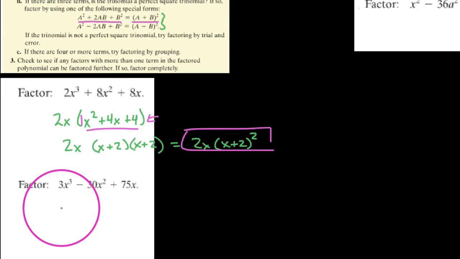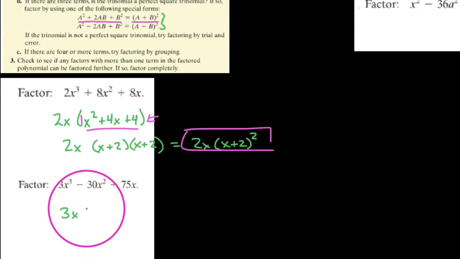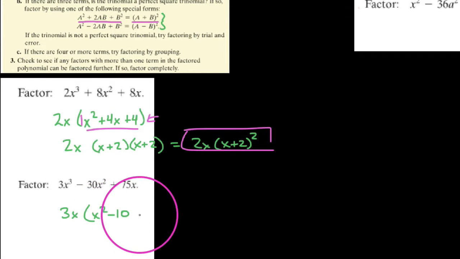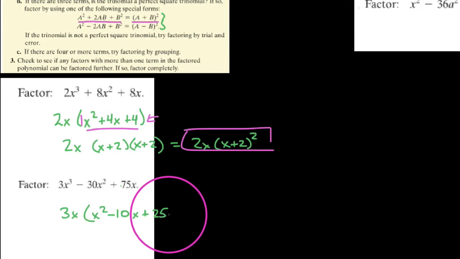So again, let's take a look at this. We'd say factoring out a 3 and an x, I'm left with just an x squared here. 3 out of this is going to leave us with negative 10 and just x to the first, and then 3 goes into 75 25 times, and it lost its x.